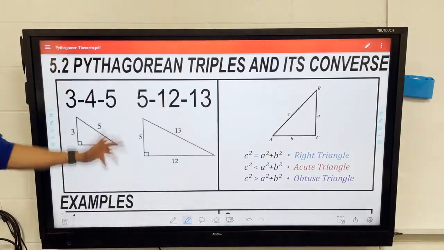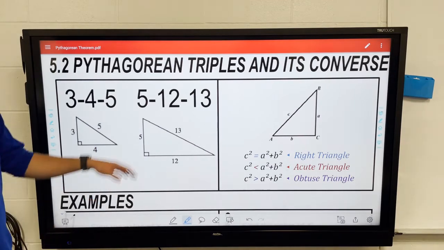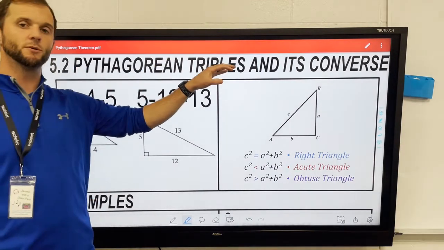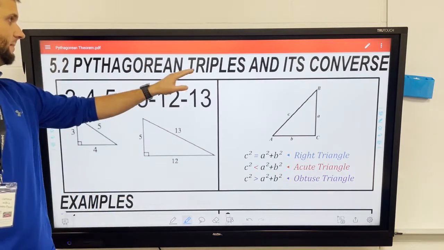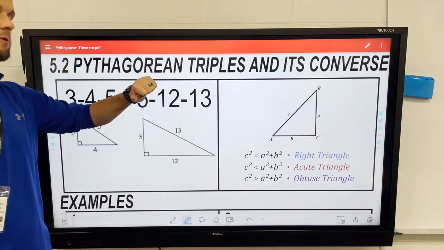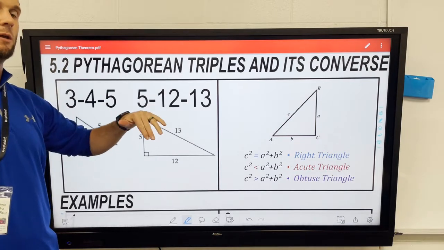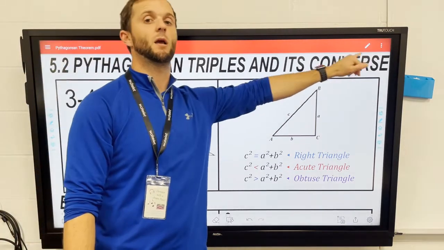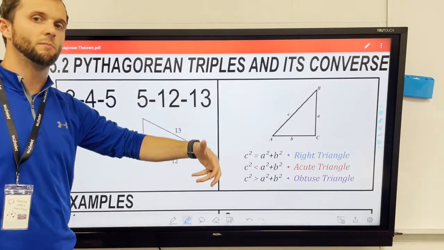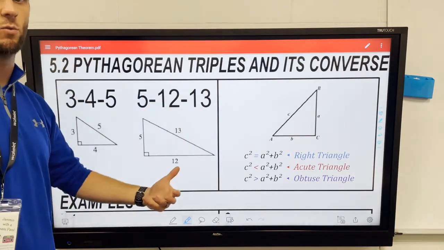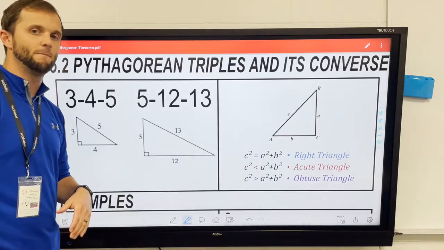Welcome to 5.2, and we're going to be learning about something called Pythagorean triples. It has to do with the Pythagorean theorem, but we're going to be looking at something called a Pythagorean triple. We're also going to be looking at the Pythagorean theorem and its converse, meaning proving whether a triangle is a right triangle or not. That's what we're going to look at. So let's jump into that.